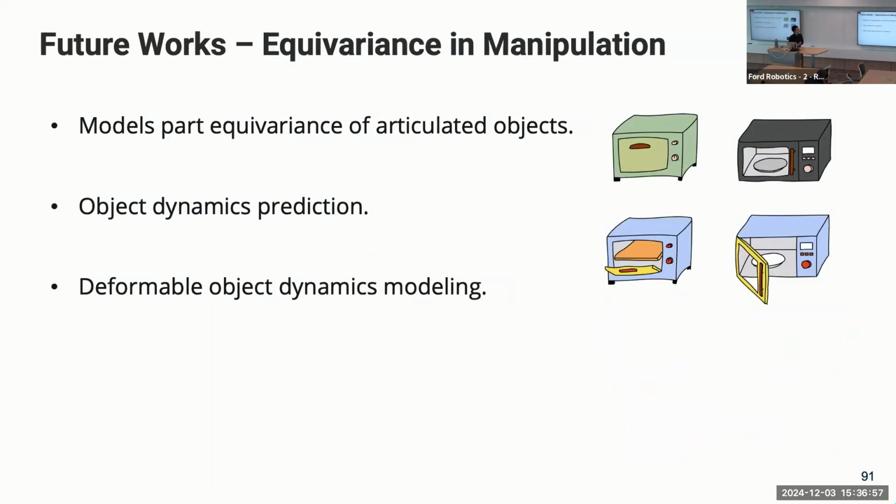A second part of future work that I'm interested in is how we can apply equivariance in manipulation and scene understanding. For example, modeling the part equivariance of articulated objects. If we can have some rotation or translation constraint on the oven here, then we can know how it could be moved. I'm also interested in object dynamics prediction, like giving the robot a sense of how an object can be moved. Lastly, I'm also interested in deformable object modeling, so that we can actually let the robot fold clothes or something.